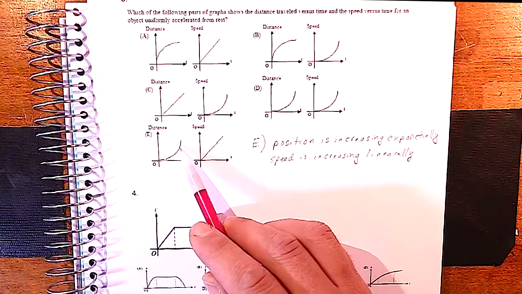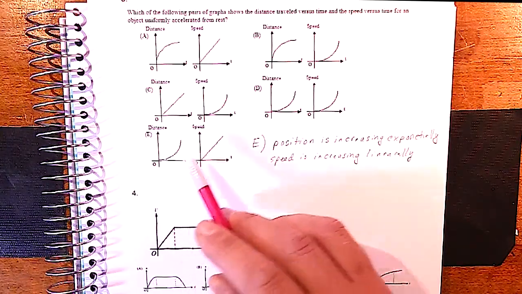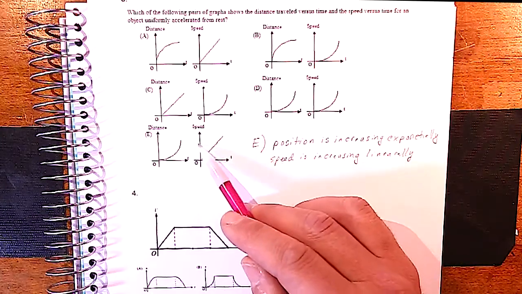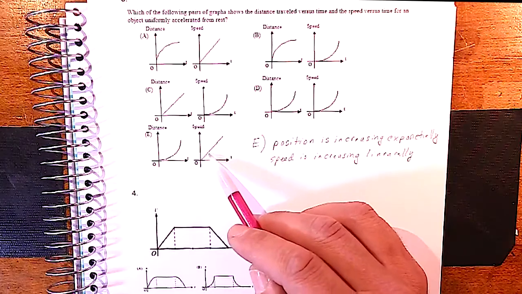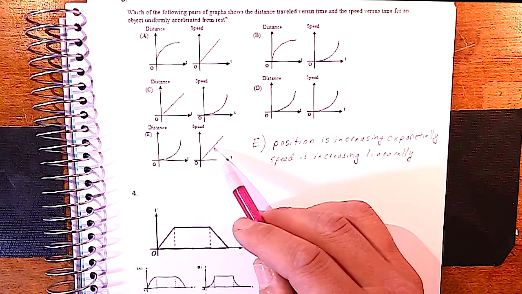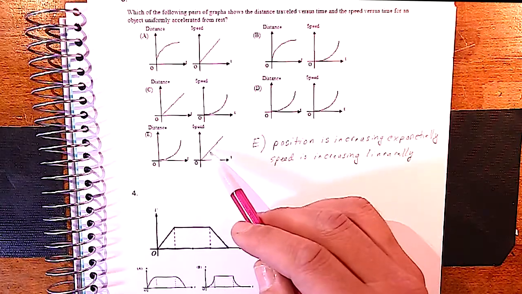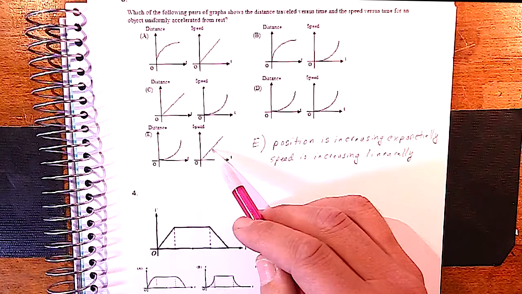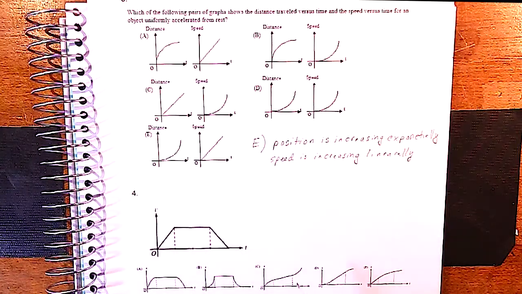So what does that mean the velocity is doing? It means the velocity is increasing. And if we look at this graph, the velocity time, or they said speed and time, the slope of this graph is constant. So what does that tell us? The acceleration is constant, which means it's constantly speeding up. So the answer is E.